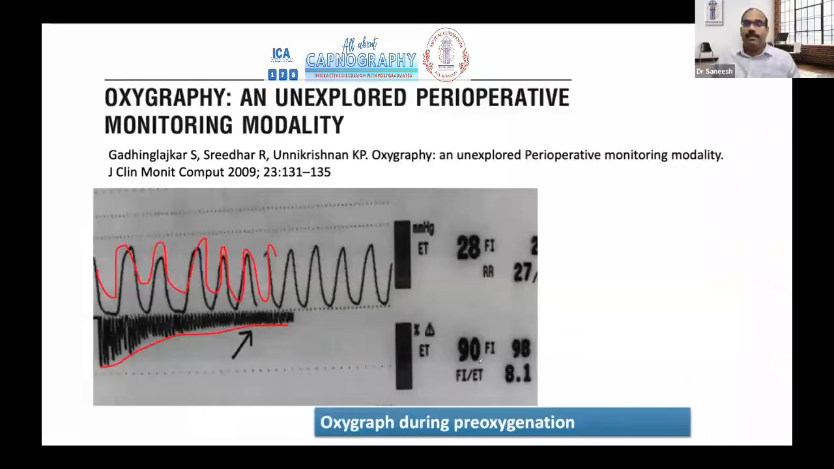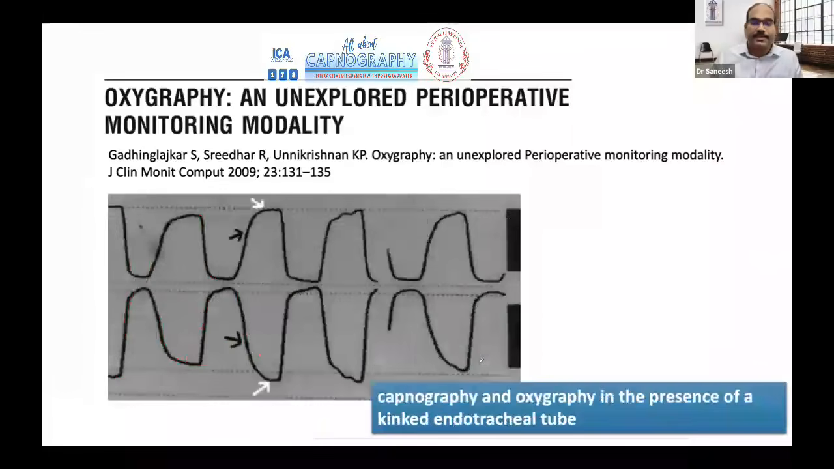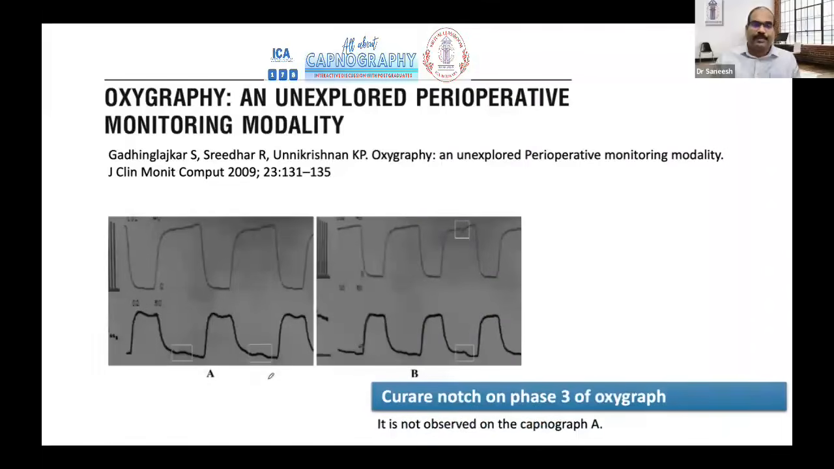But I'm not sure all patients we can pre-oxygenate to this level. End tidal oxygen of 90% is a tedious task, especially in the extremes of age, obesity, and emphysema. But this is one modality which can help you with that. The second use they have mentioned is in the presence of a mechanical obstruction, a kinked ET tube. You can see the capnography tracing on top and oxygraphy tracing on bottom. Oxygraphy tracing seems to be more sensitive to display the change due to the mechanical obstruction.